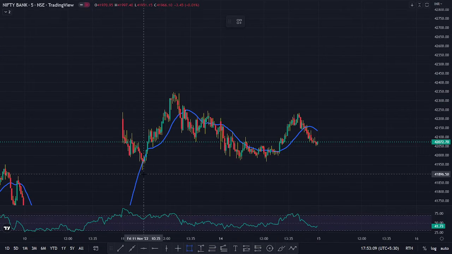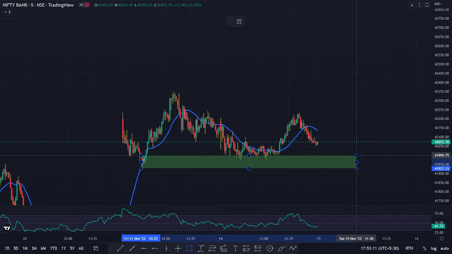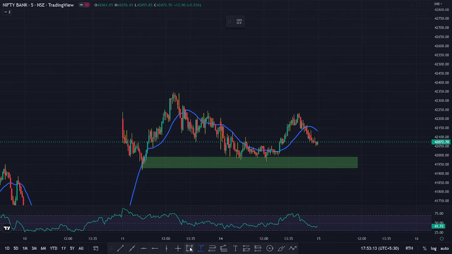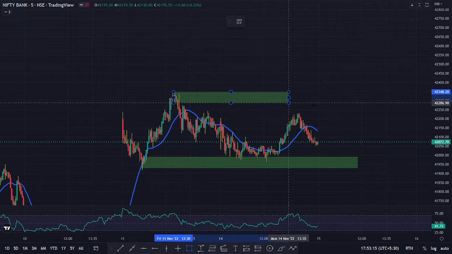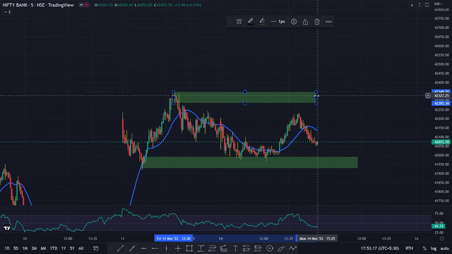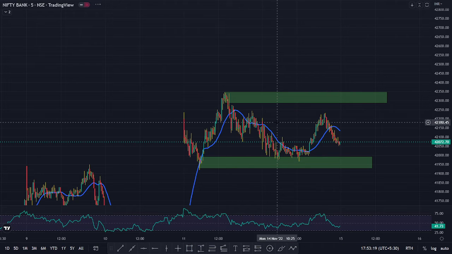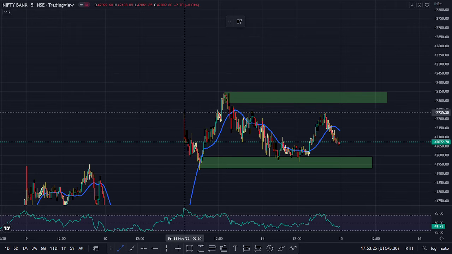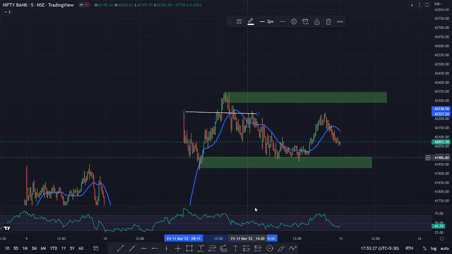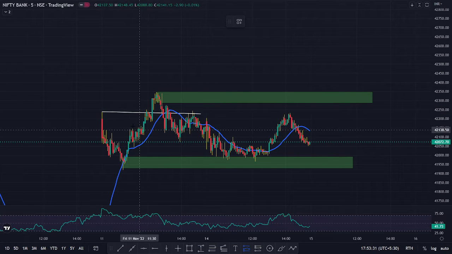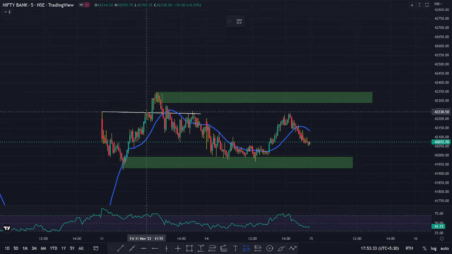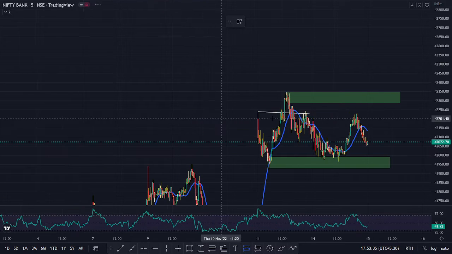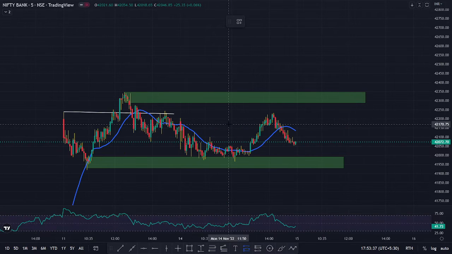On the 5 minute chart, we have this demand zone. We also have this major resistance zone. Now, what happened in the previous trading session is that this high was broken. The market had a very nice break above this previous high, then a small retracement and a major up candle again.